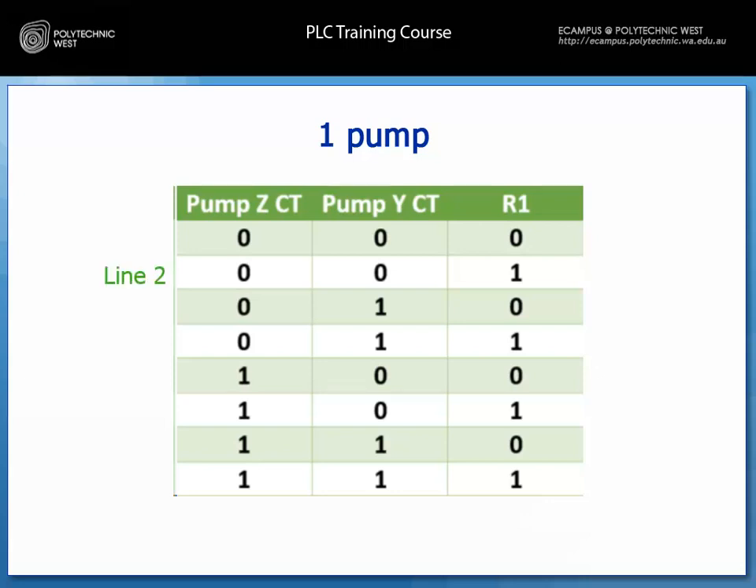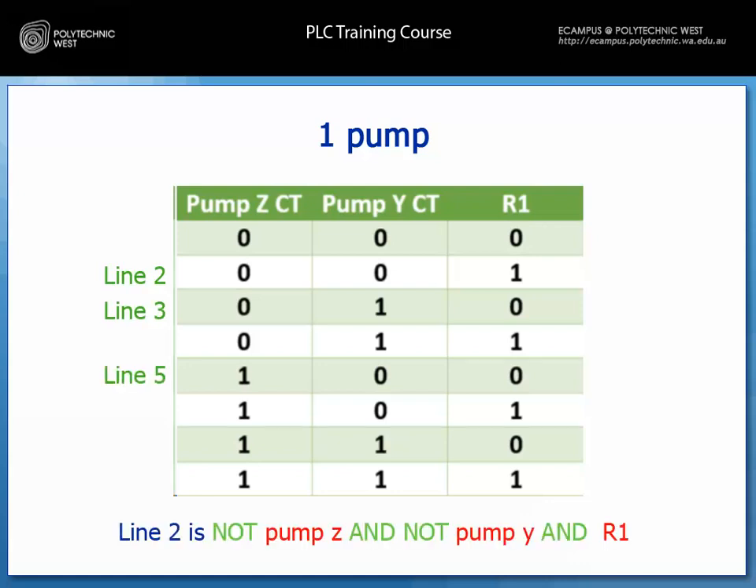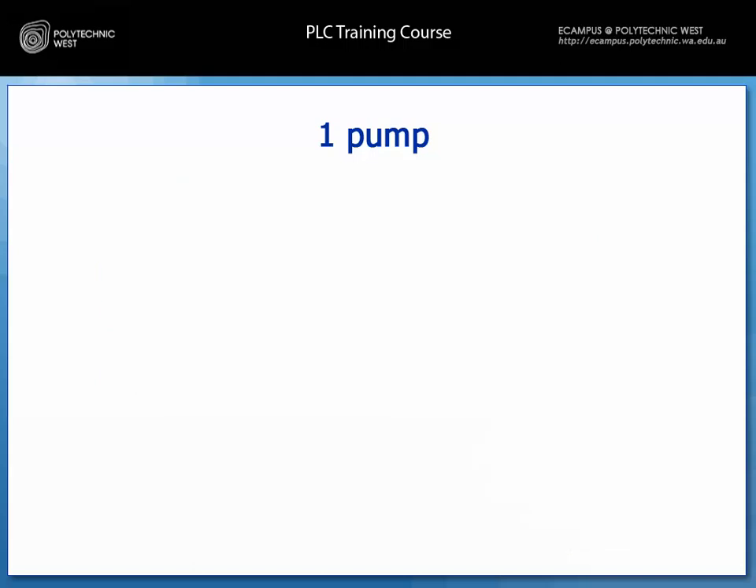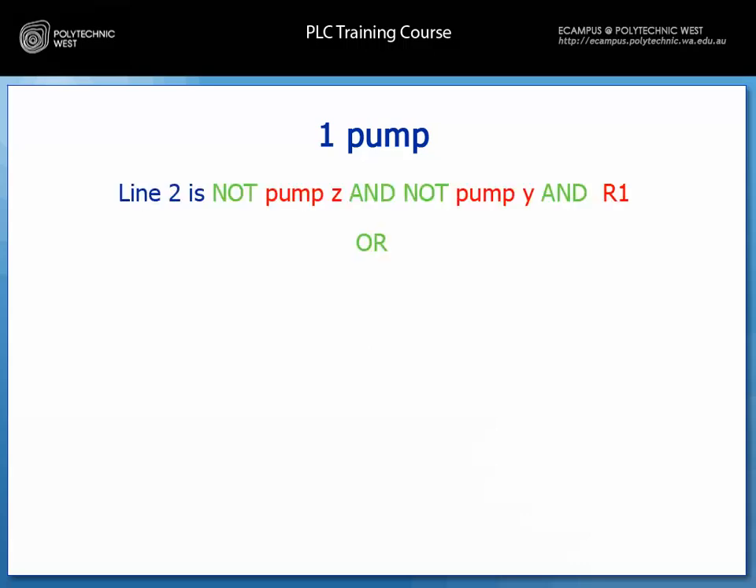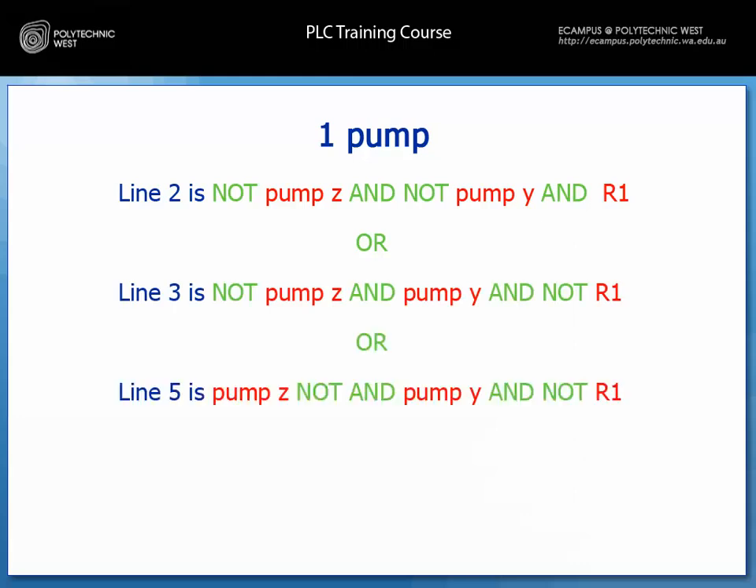We want line 2 or line 3 or line 5. Line 2 is true if pump Z is not on and pump Y is not on and pump X is on. We can specify the conditions for the other 2 lines. So we have line 2 or line 3 or line 5.